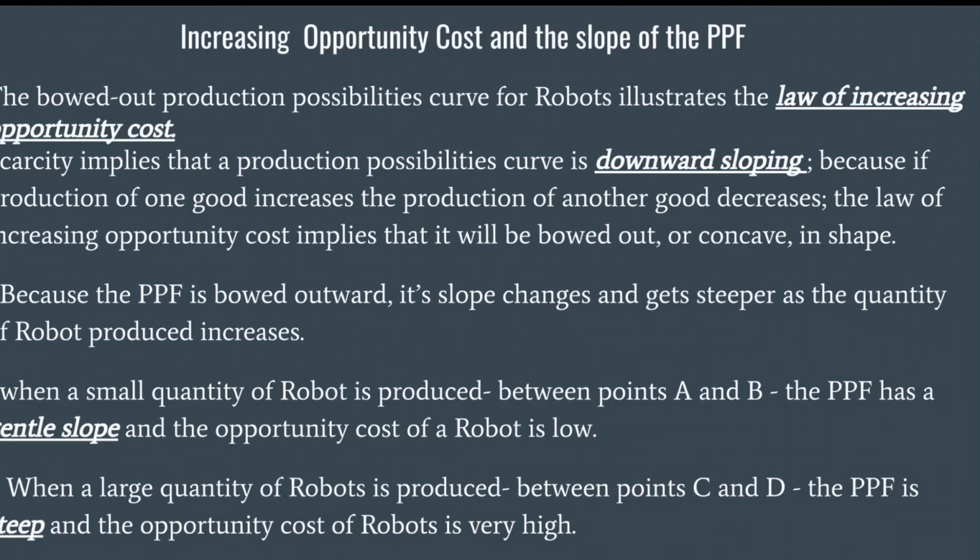When a small quantity of robot is produced between point A and B, the PPF has a gentle slope and the opportunity cost of the robot is low. That is in the initial stages. But when a large quantity of robot is produced between point C and D, the PPF is steep and the opportunity cost of robot is very high.